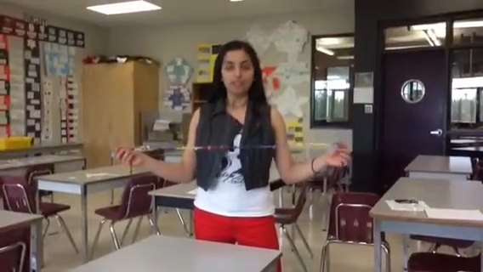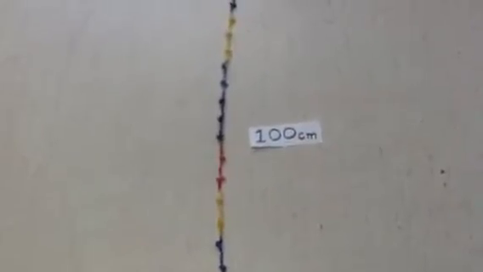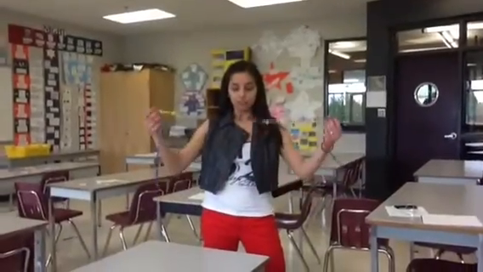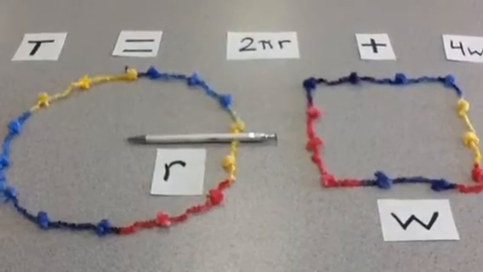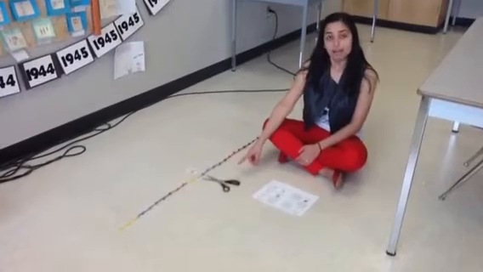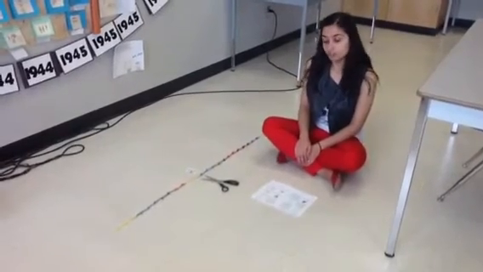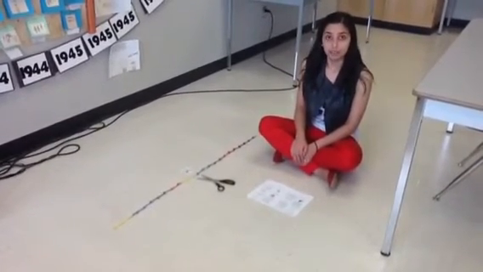Our problem today involves a 100 centimeter string. Our purpose is to use the 100 centimeters of string to produce a circle and a square with the maximum area. Where should the cut be made to maximize the sum of areas of the circle and the square, and to minimize the sum?